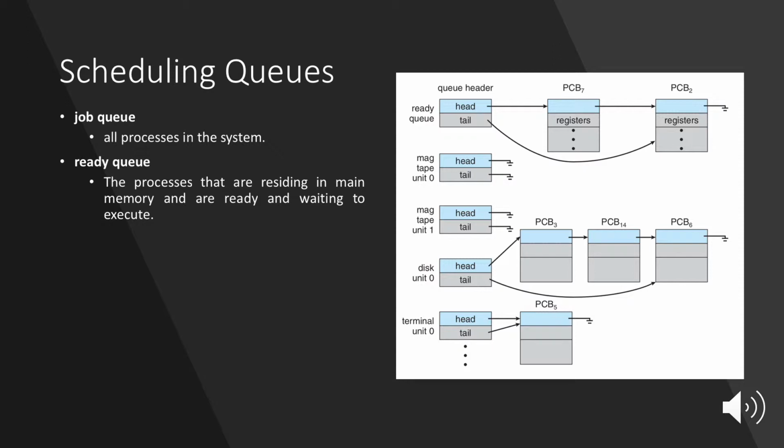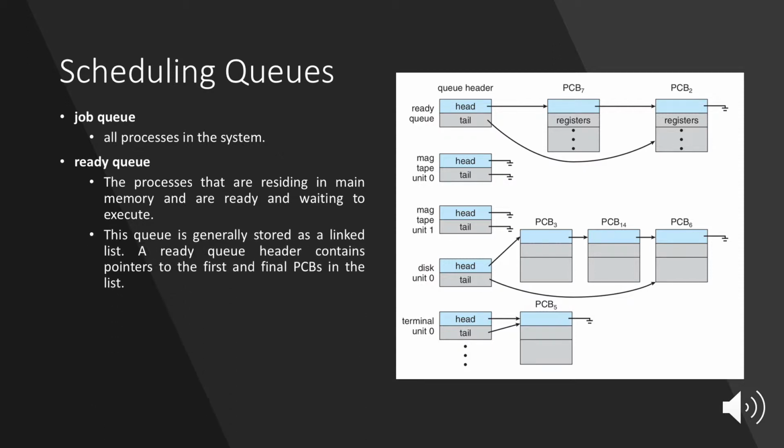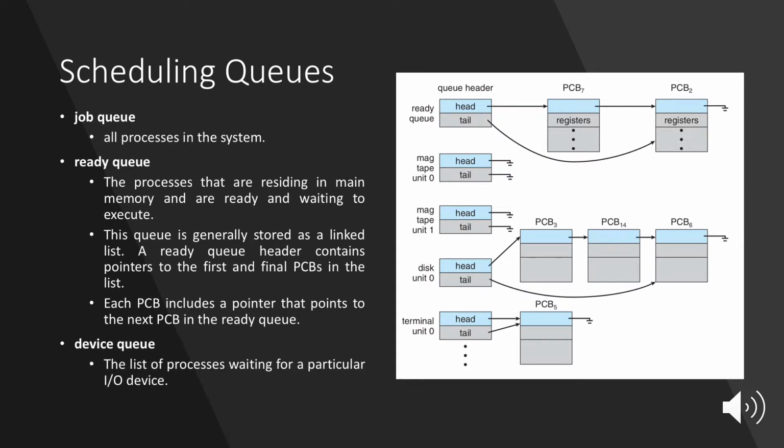This queue is generally stored as a linked list. A ready queue header contains pointers to the first and final PCBs in the list. Each PCB includes a pointer that points to the next PCB in the ready queue. As you can see in the image, each ready queue has the queue header, and the queue header has two pointers, head and tail. The head pointer is pointing to the first process PCB, and the tail pointer is pointing to the last process PCB. The list of processes waiting for a particular IO device is called a device queue.